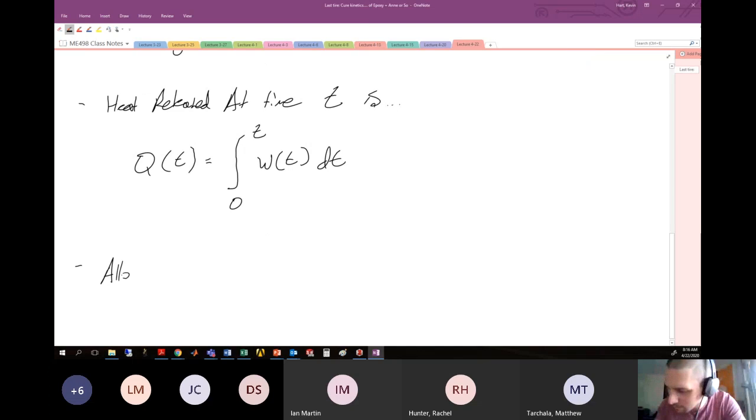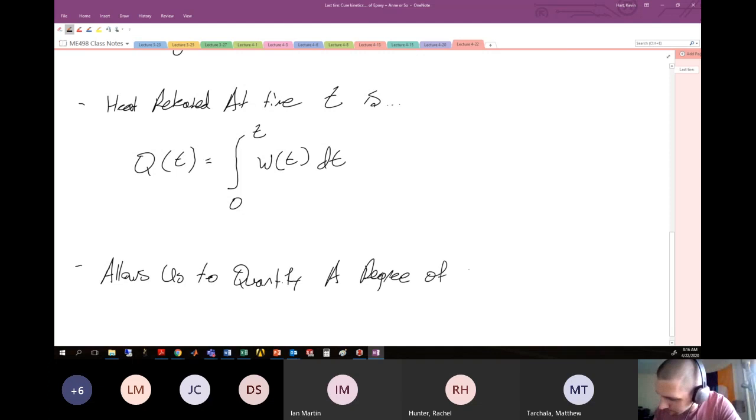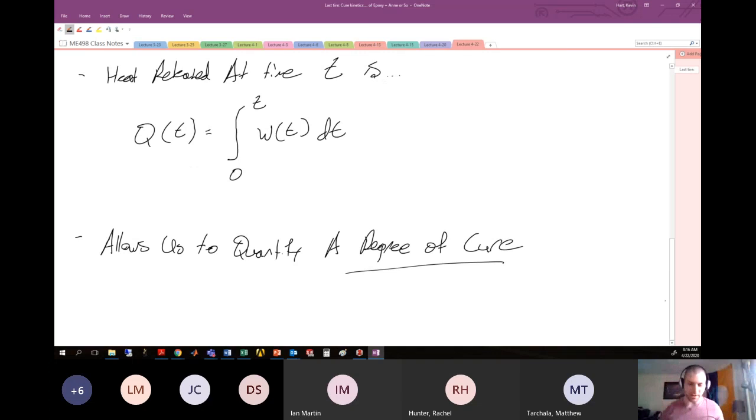This allows us to quantify a degree of cure. And this is an important concept. When you're talking about composite manufacturing, you will hear this term over and over. How long do I need to get it to this degree of cure? How much time, how much temperature is required to get 99% degree of cure? And so on and so forth. If you do composite manufacturing, you hear this term all the time.